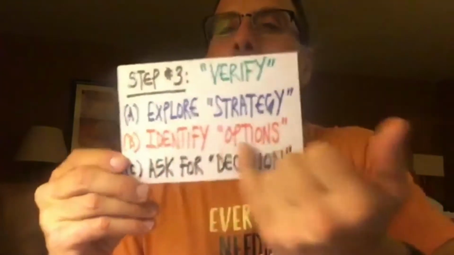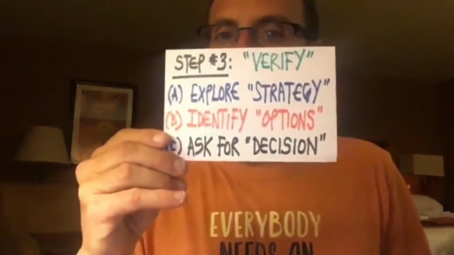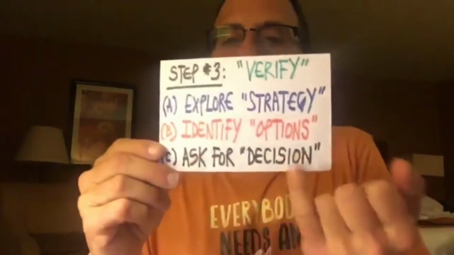You identify the options they have. I like 3. For me, it's 100,000, 30,000, and 12,000. I'm not selling those right now. And then you ask for a decision. Which of those 3 do you want? And then why? Now, here's a case study.